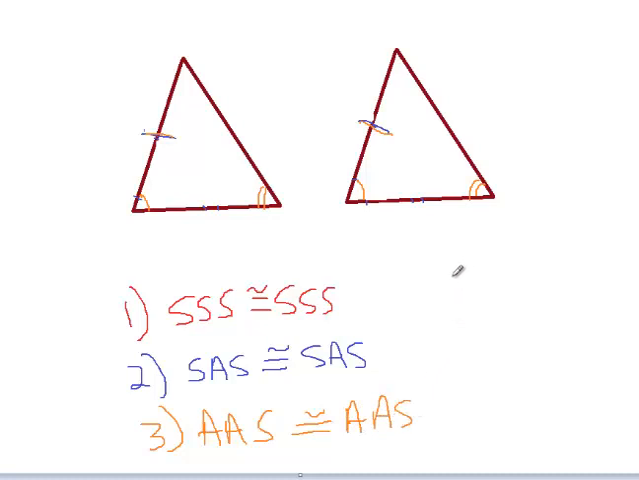There's also a fourth that, when I was taught, I learned as ASA is congruent to ASA, but again, that's really the same thing. Three and four are really the same thing. Any two angles and a side are going to get you to congruency.